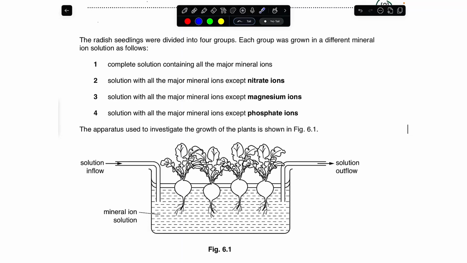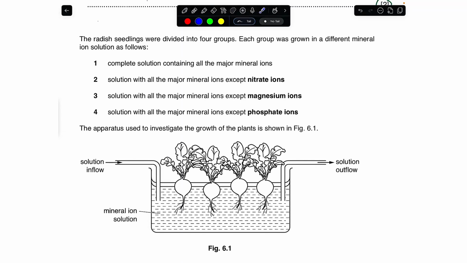Now here they are giving us an idea of how they actually carried out the investigation. The radish plants that they grew out of the seeds, they divided into a total of 4 groups: group 1, group 2, group 3, and group 4. All of them have radish seedlings in them, but the composition of the minerals is changed in all of the 4 beakers. If you simply see here, I have got this mineral ion solution, and then we have these radish plants with us. The solution is flowing on the inside, and the solution is also flowing outside.